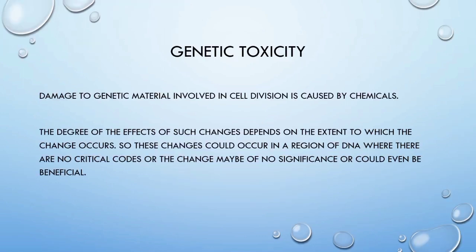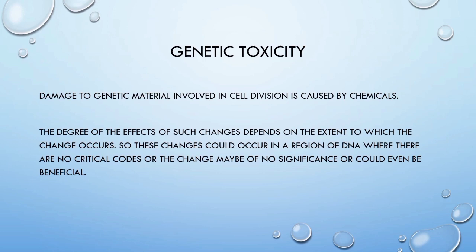Now, damage to our genetic material involved in cell division is caused by chemicals. As a result of the interaction of chemicals with our DNA, the DNA could be damaged or changed, thereby causing mutation when it is involved in cell division. The degree of effect of such changes depends on the extent to which the change occurs.